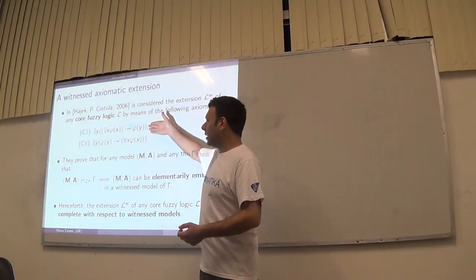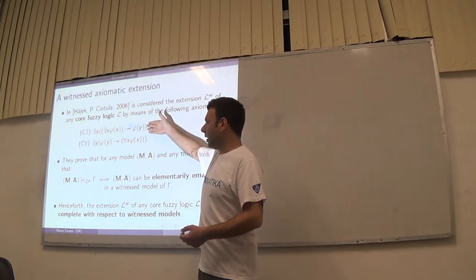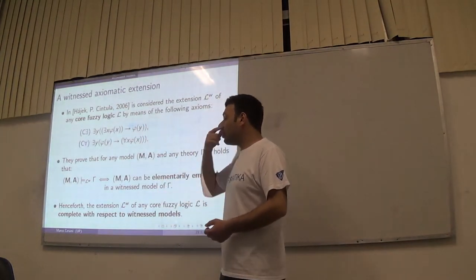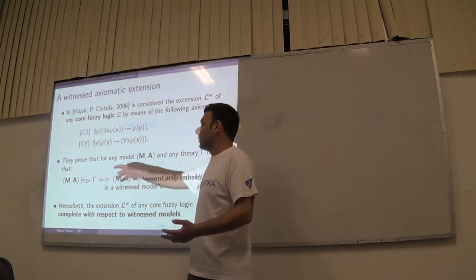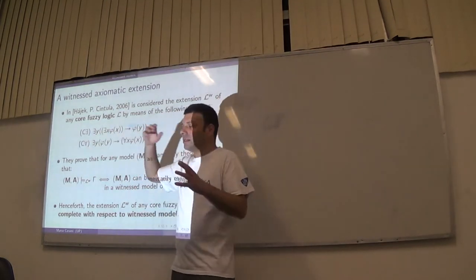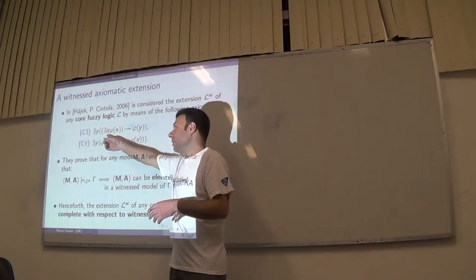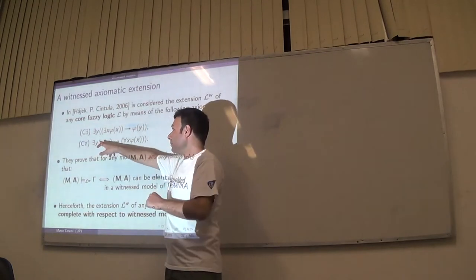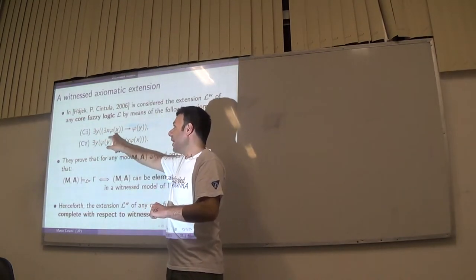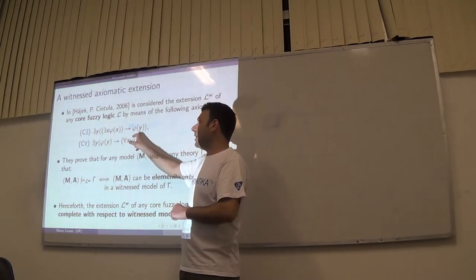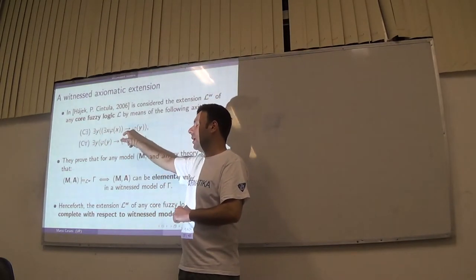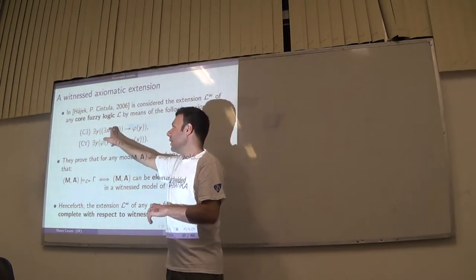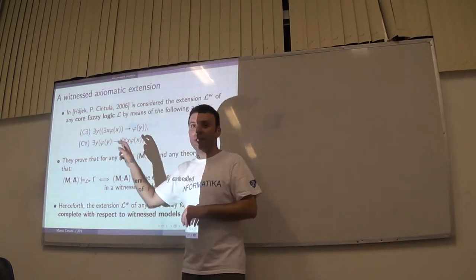There was another thing. That is, the axiomatic extension by means of these two axioms. These two axioms exactly say this: that there exists, in some sense, this is not the classical sense, that the supremum is attained. In some way, the supremum is below some instance, because remember that the implication is an order between the values of the formulas.